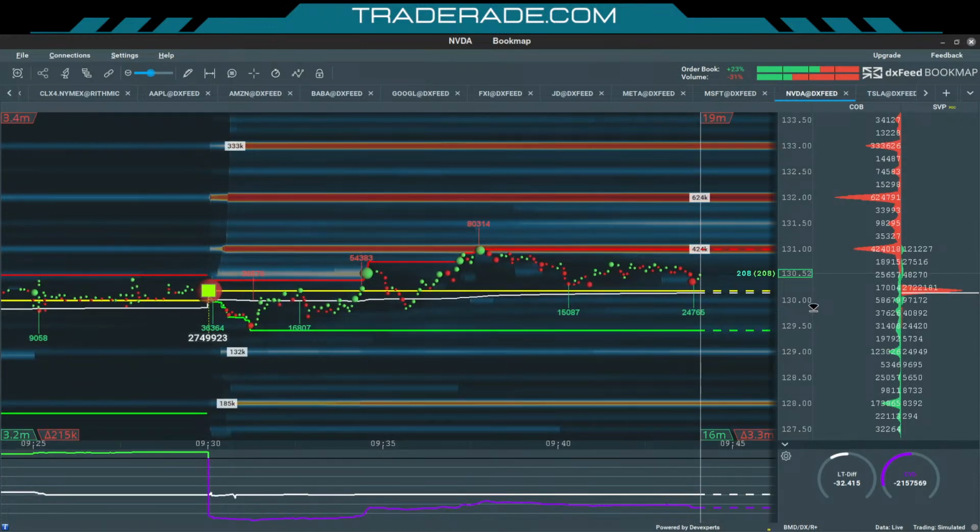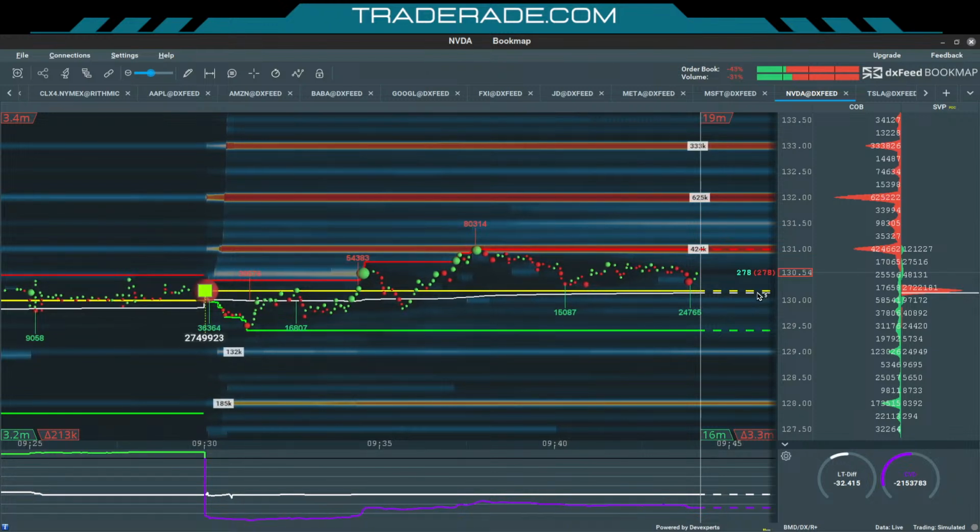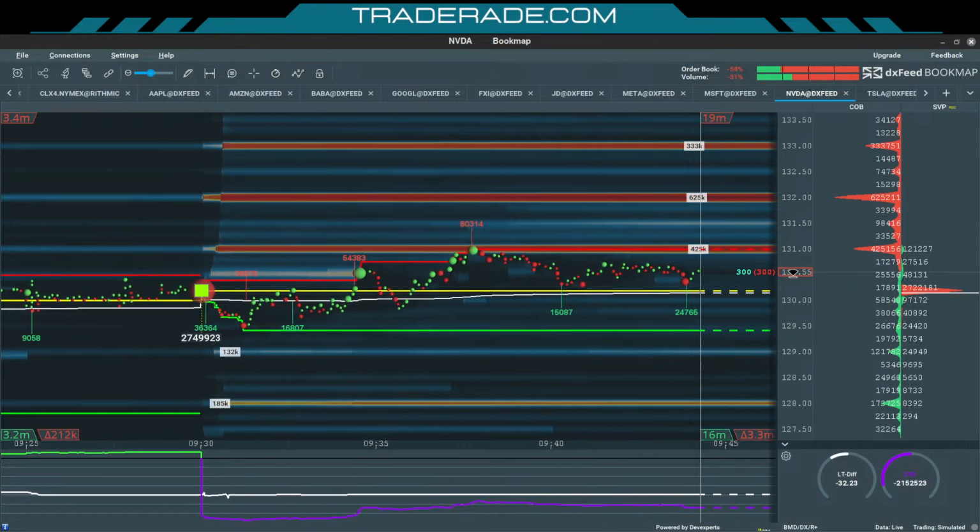NVIDIA struggling below that 131 level of offered shares. You got 424,000 on offer there, then 132 with 625,000, and 133 with 333,000. This has a lot to do with options.